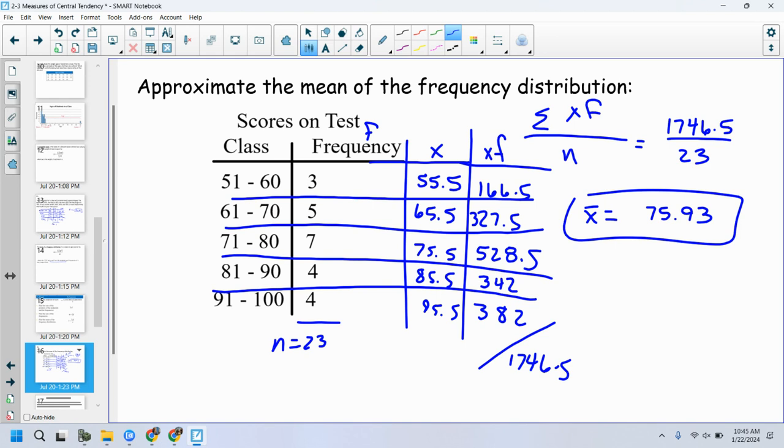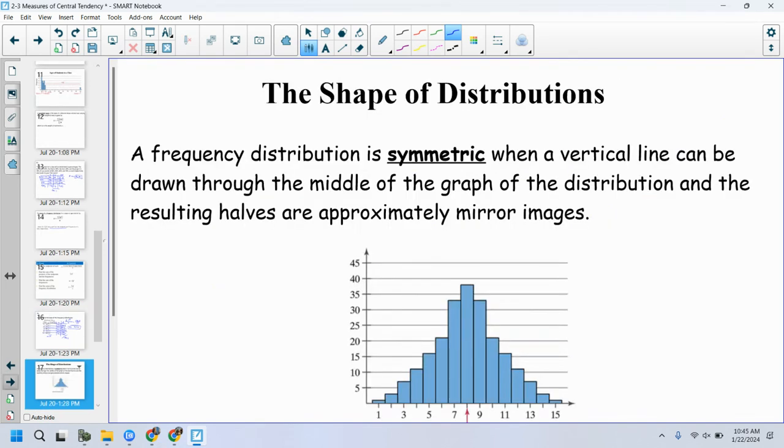Okay, so we've got mean, median, and mode, weighted mean, frequency mean, and now we're going to talk about the shapes of distributions. Because what happens if mean, median, and mode all line up? What happens if mean, median, and mode are all perfectly aligned together? Everything is nice and evenly shaped on both sides. We would call that a symmetric distribution.